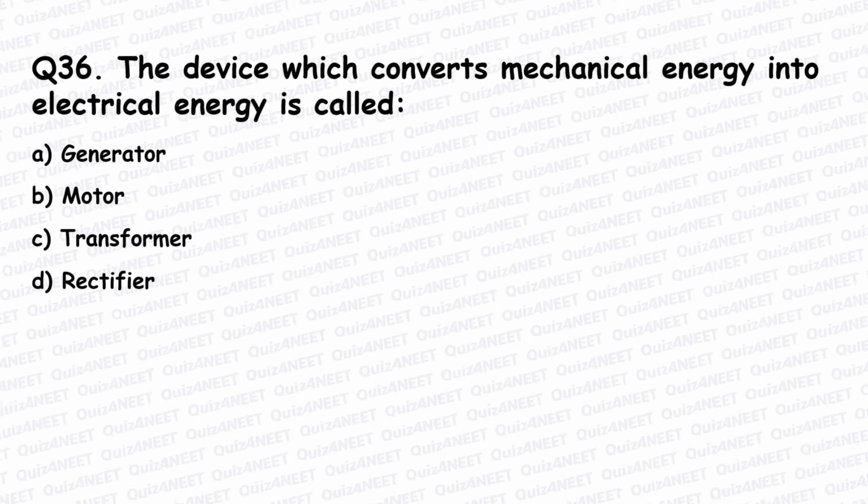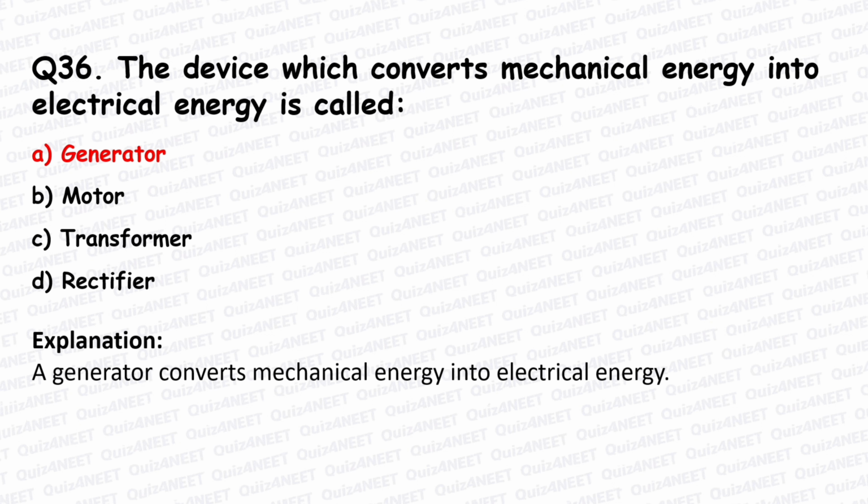Q36. The device which converts mechanical energy into electrical energy is called a generator. B, motor. C, transformer. D, rectifier. A, generator. Explanation. A generator converts mechanical energy into electrical energy.